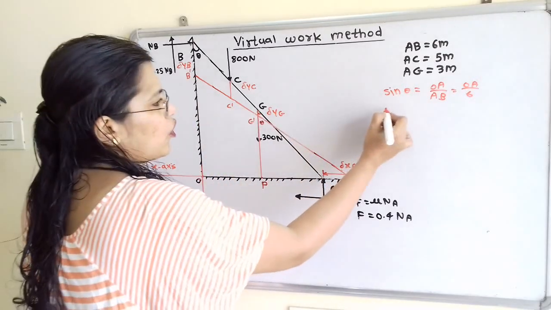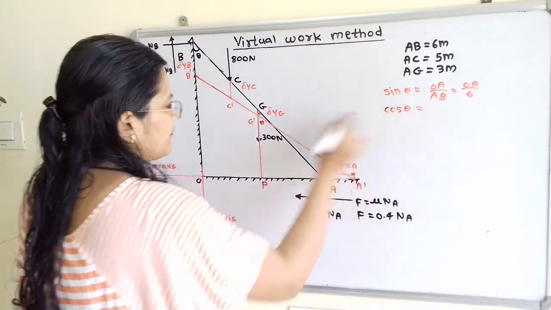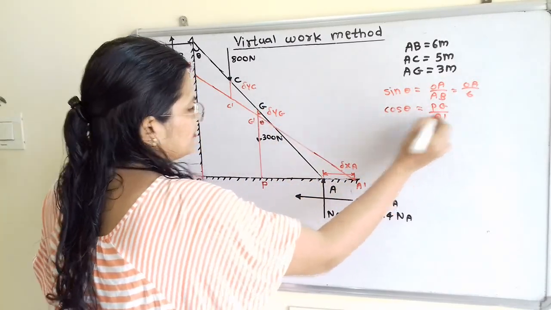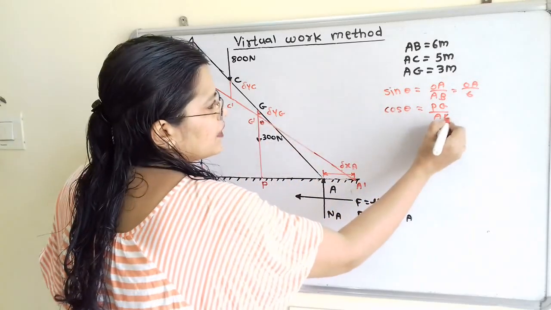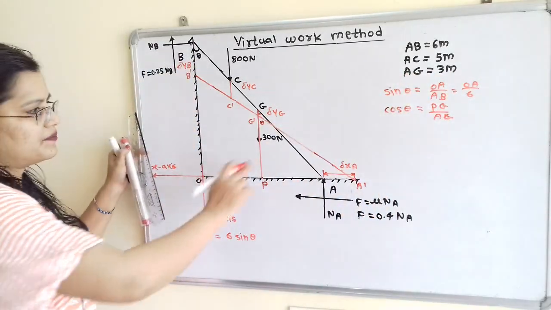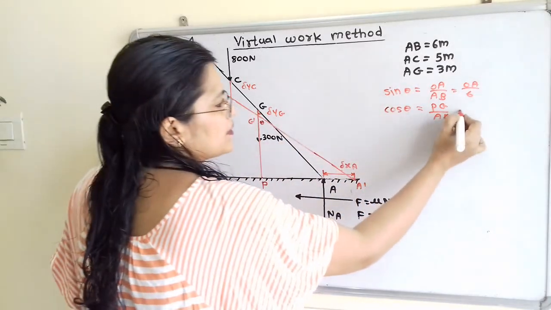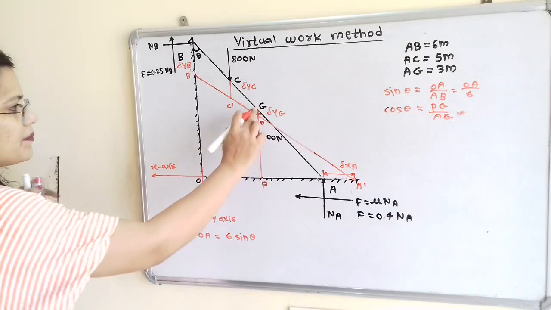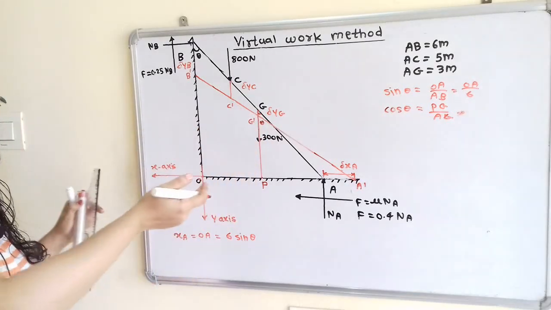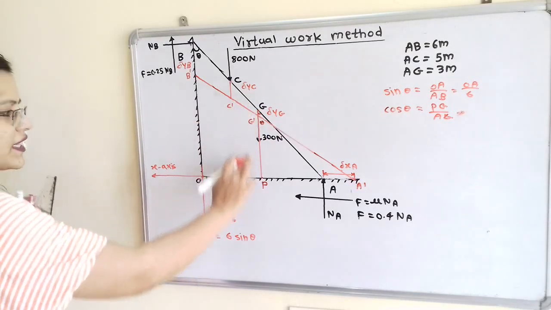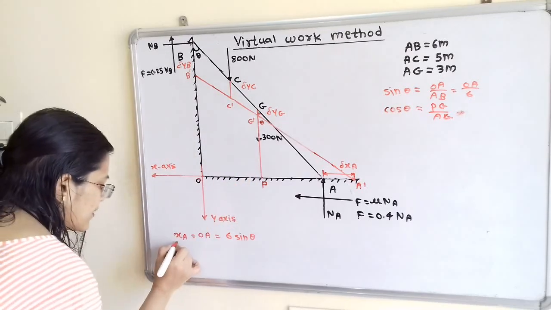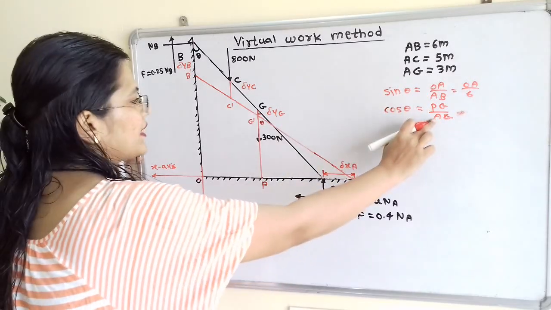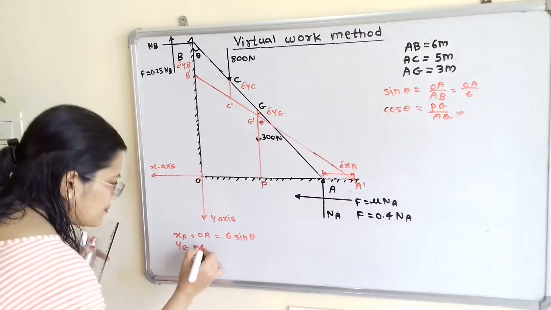If I write cos theta is equal to, then it is PG divided by A to G. Now AG is given 3 meter. Distance A to G is given 3 meter. So we can say that PG is equal to, so I will write P to G, that is nothing but the vertical location of G. That is, I will say YG is equal to PG. That means YG is equal to AG, that is 3 cos theta.